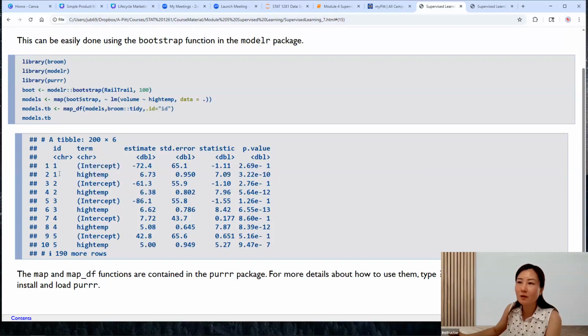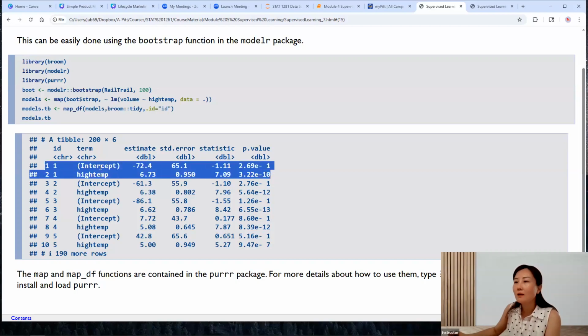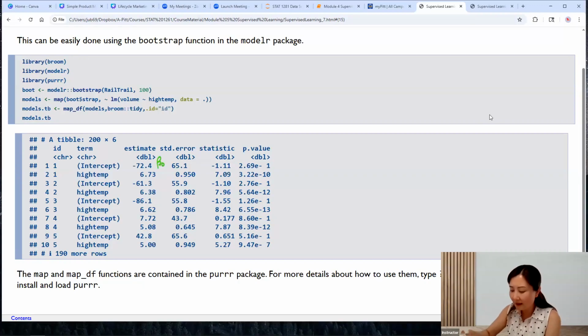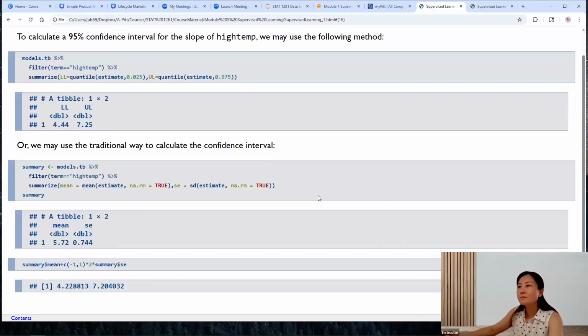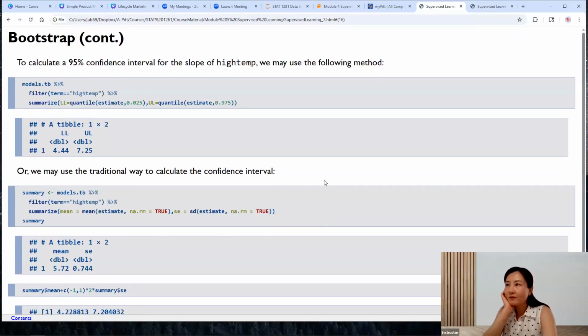You see, ID is the model index. Okay, the first model, intercept and slope. So the estimates are actually those beta 0 hat and beta 1 hat. And also it does a t-test for each term, but these are not a focus usually. We focus on these estimates because we want to build a bootstrap sample for the intercept and the slope. And then let's construct a 95% confidence interval for the slope using this bootstrap sample of slopes. Remember we have 100 models. Consequently, we have 100 beta 1 hats.